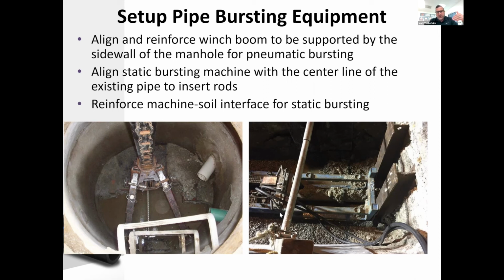Sometimes we get into an old brick manhole or a manhole that is significantly degraded where we may have to do work to that. Picture on the right is going to show a small diameter static burst. It is important to get those rods aligned. Because we're pulling, that pipe is going to go from point A to point B. So we want to get that pipe and those rods aligned so the center line is where we want it to be. And then with static installations, we have to do that soil, kind of the soil machine interface.